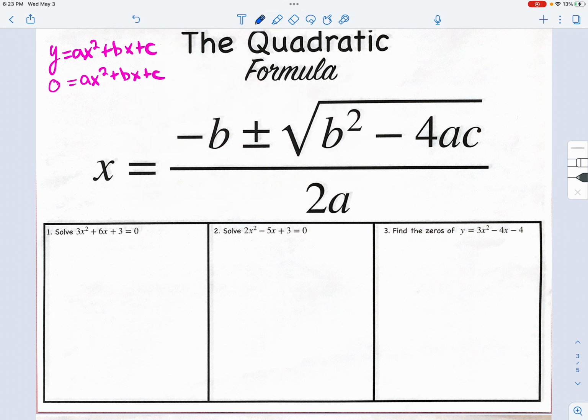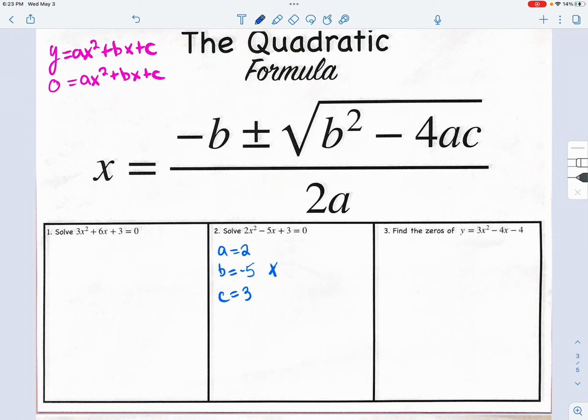So let's say in number 2, we have 2x squared minus 5x plus 3 equals 0. All right, remember first, we need to identify our a, b, and c so we can plug it into the quadratic formula. So our a is 2. Our b is, since the minus sign, going to be negative 5. And our c is 3.